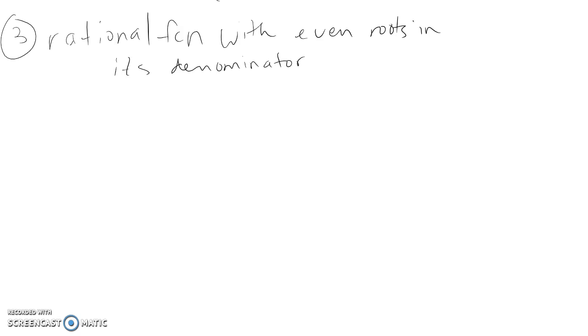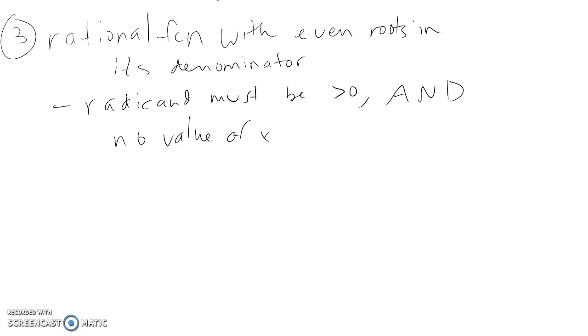What happens here is that the radicand must be greater than or equal to 0, and at the same time, no value of x can cause the denominator to be 0.